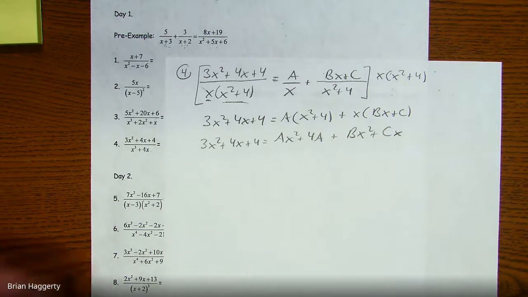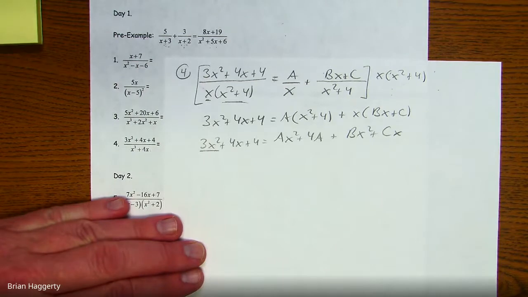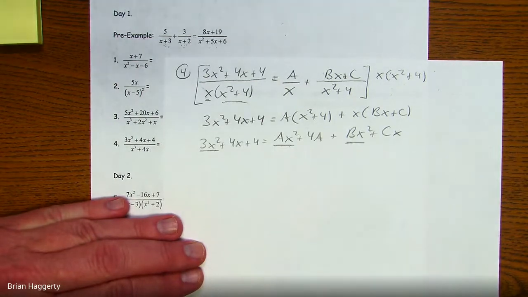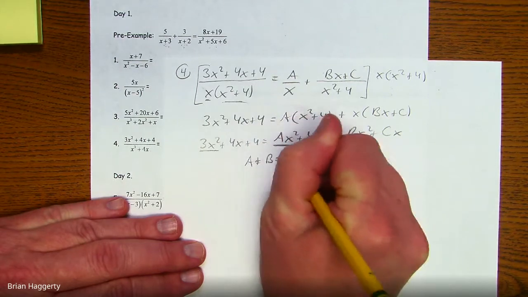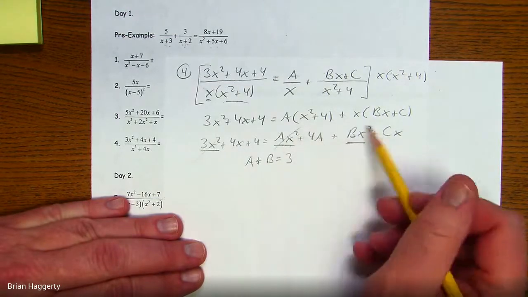So here's our next plan of attack. On the left, we have a 3x squared. On the right, we have an ax squared plus a bx squared. So if the stuff on the left has to line up with the stuff on the right, then a plus b must equal 3. Okay, that takes care of those guys.